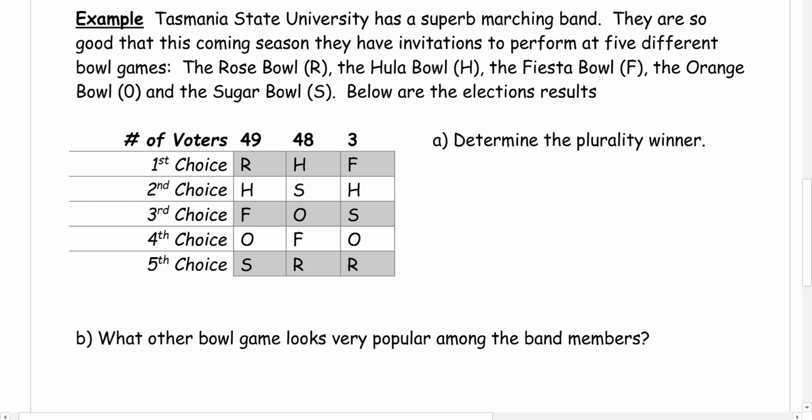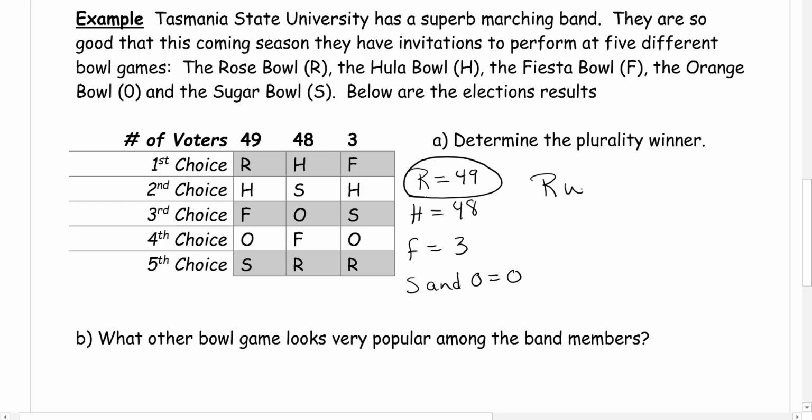So the plurality winner is the candidate that has the most first place votes. R has 49, H has 48, and F has 3, and then S and O have none. So the one with the most first place votes is R, so R wins.